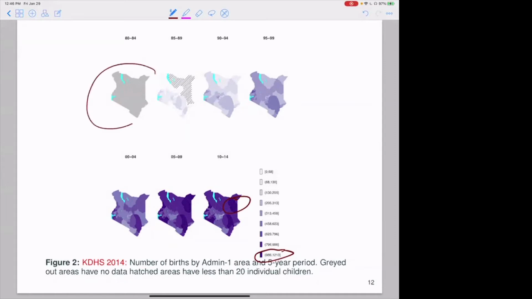These gray areas are where we have no data, and the hatched areas are where we have very little data. So as we go through time from this survey, we gain more and more information. For the last 2 time periods, we have quite a lot of data because we have the full range of mothers. So we've got this weird sliding scale of mothers' ages that are being used to construct the estimates.